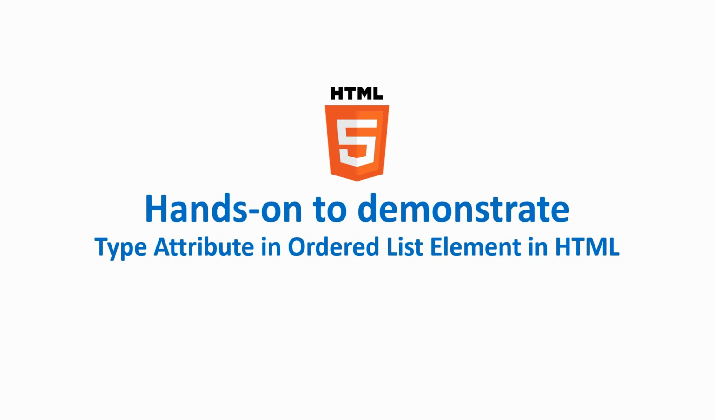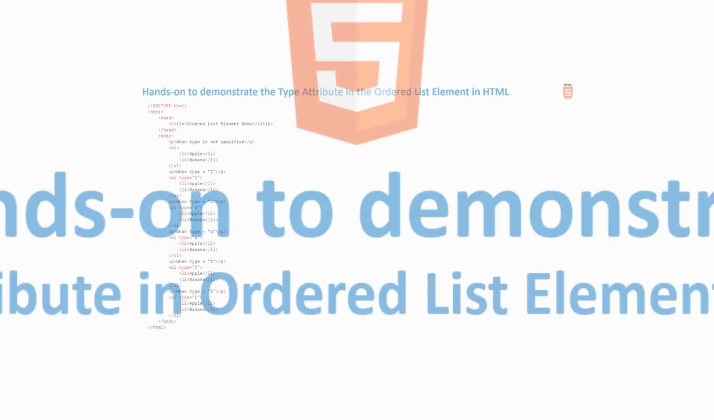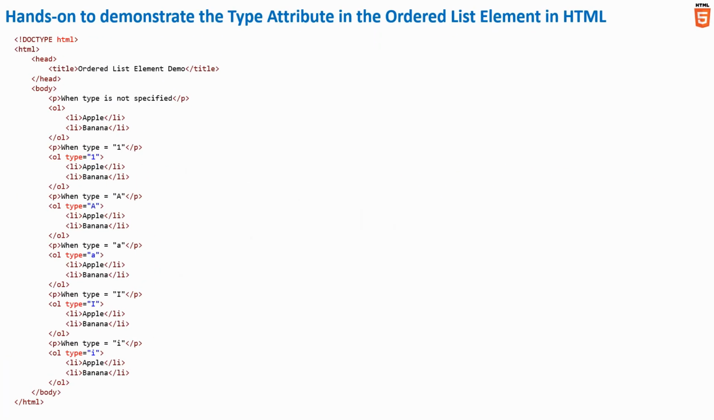Hello friend, in this lecture we will do a hands-on to demonstrate the type attribute in the ordered list element in HTML. Now in our previous lecture we have described the different values for the type attribute in the ordered list element. Here we will use all these 5 different values for the type attribute in the ordered list element. So here is a sample code to demonstrate the type attribute.